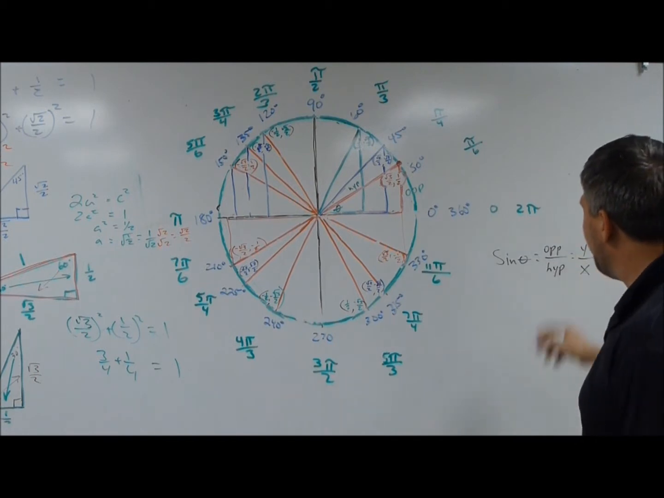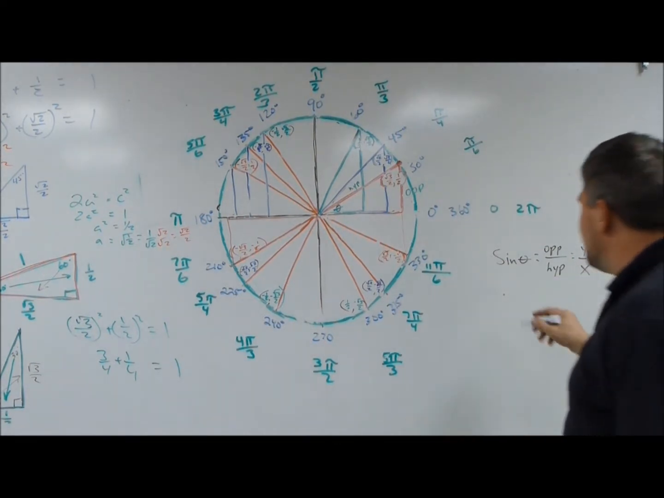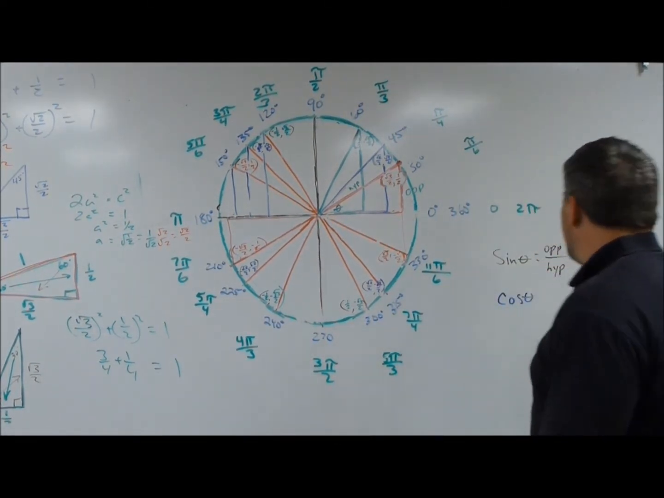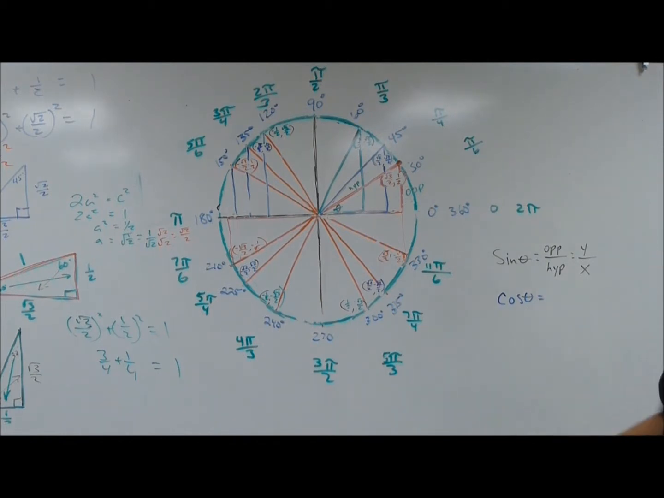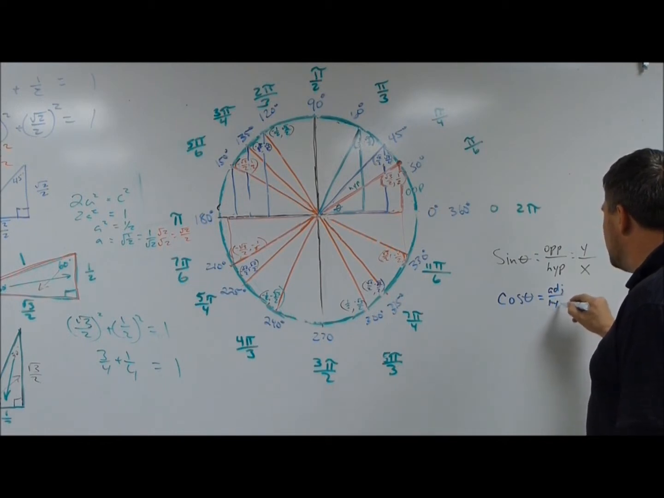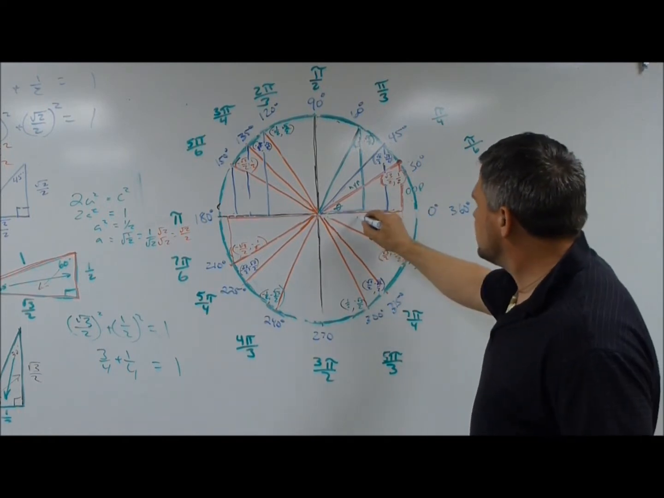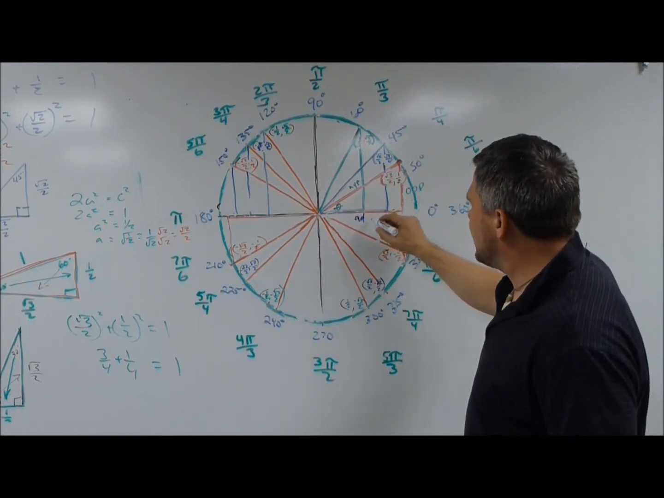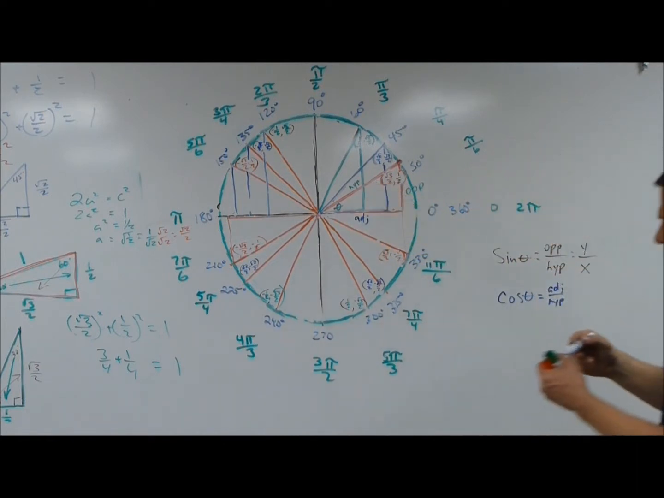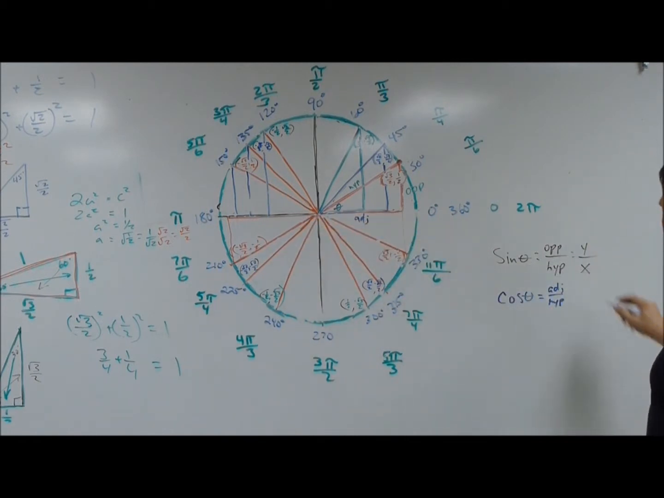X and y. So, what if I am asking you about the cosine of theta? Well, cosine is adjacent over hypotenuse, right? So the adjacent is your adjacent leg. That's your hypotenuse. So the adjacent is your x value. Oh, I'm sorry.